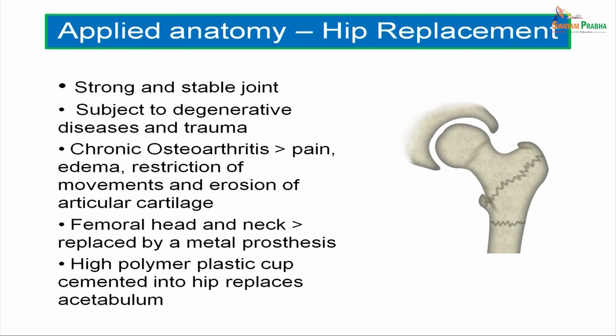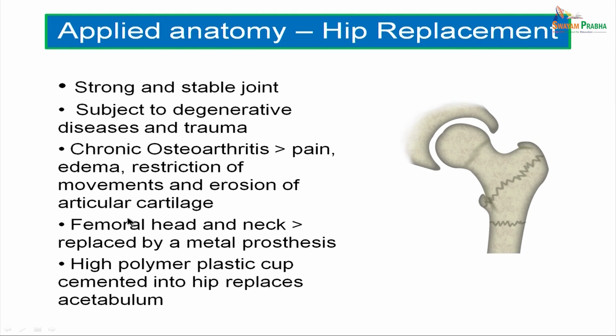The hip joint is a strong and a stable joint, but however is subject to osteoarthritic changes. Chronic osteoarthritis can result in pain, edema, restriction of movements, and erosion of the joint cartilage. In advanced cases of chronic osteoarthritis, the only treatment would be the replacement of the hip.